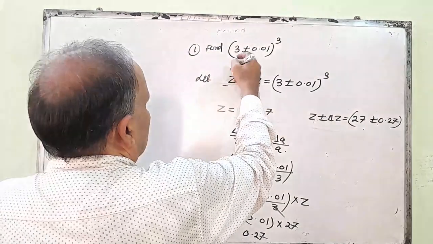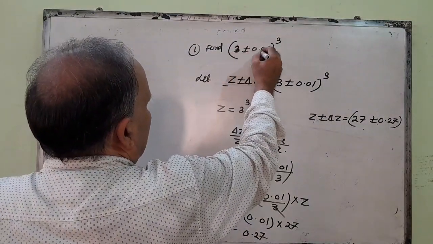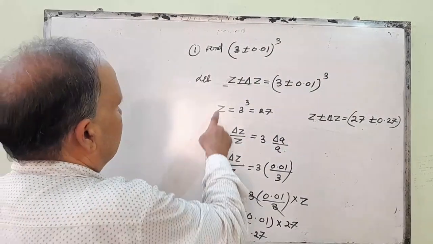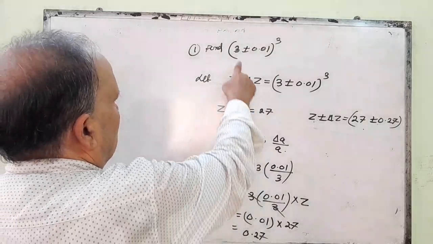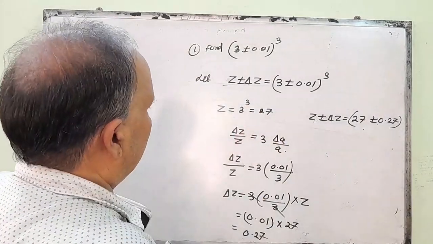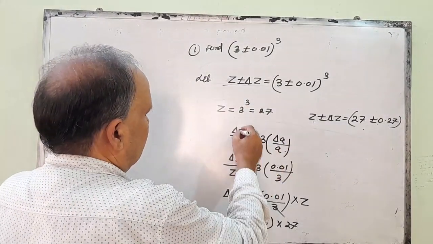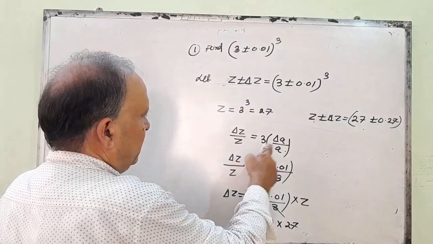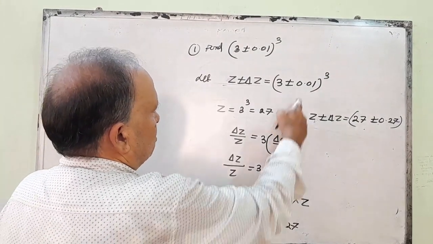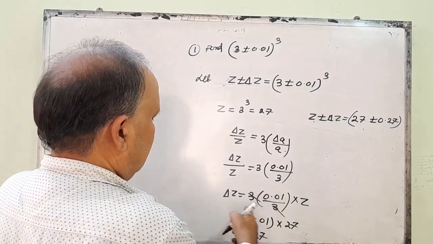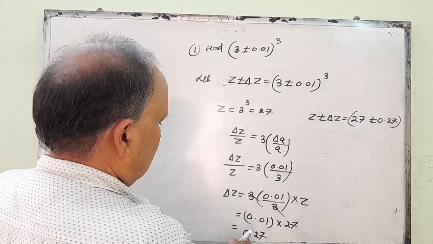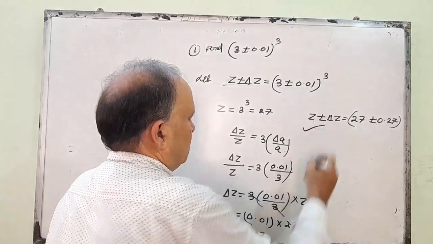If the measured quantity is 3 plus minus 0.01, whole to the power 3, first we find z plus minus delta z. Z is equal to the third power of the true value, that is 3 to the power 3, that is your 27. Then we apply the formula, delta z by z is equal to n into delta A by A, n is equal to 3, so delta z by z is equal to 3 into 0.01 divided by 3, that is delta z is equal to z, then 0.01 into 27, that is equal to 0.27. So our required measurement is this.